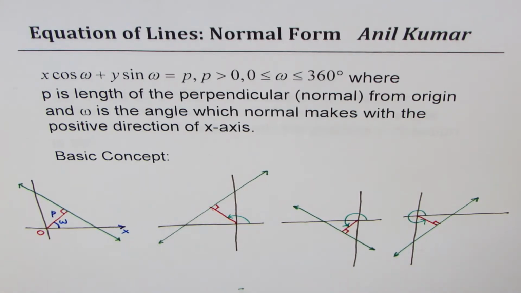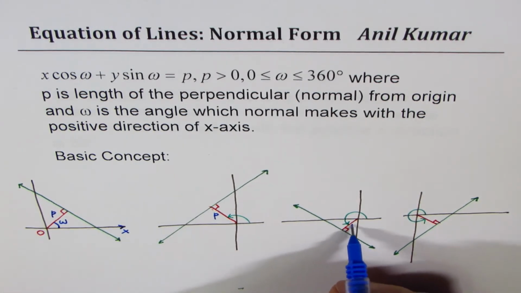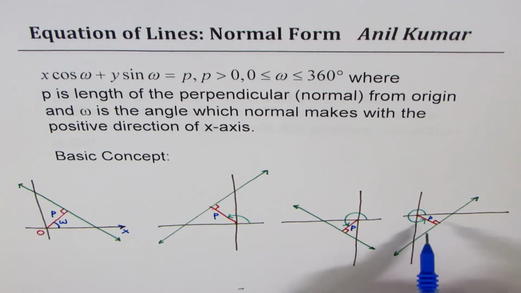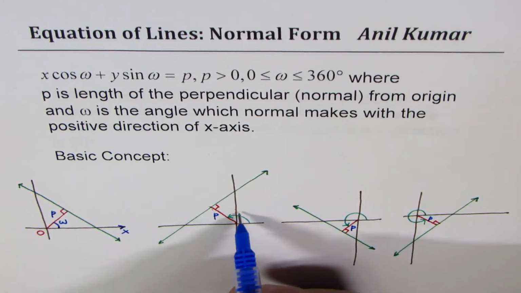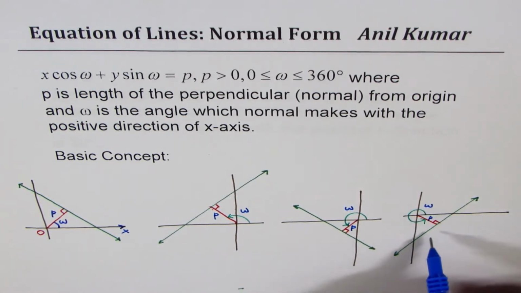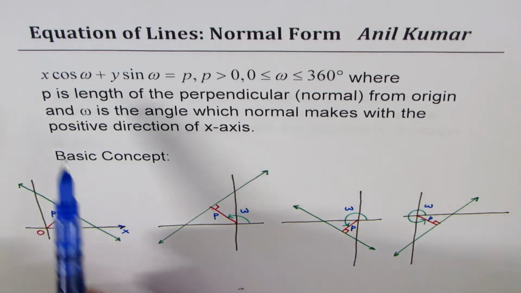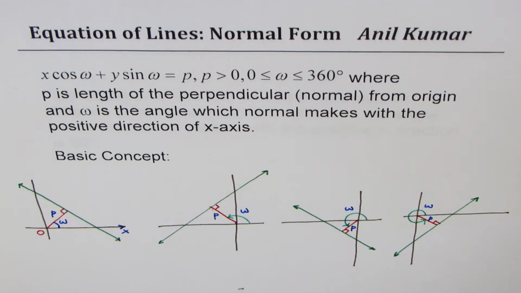In each case, we can always have the length of the perpendicular drawn from the origin, P. And once we know omega, the angle which the x-axis makes with the perpendicular, the normal to the line, then we can always write this equation in the form given to us, right? So that is the basic concept, and these are 4 basic situations given to you. Let's move on and take some examples based on this.